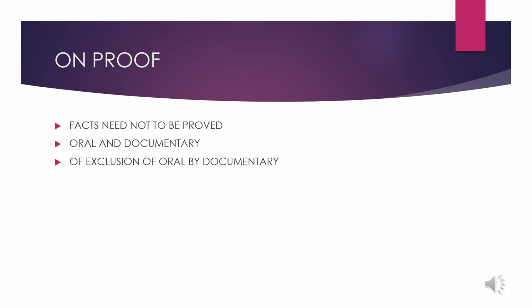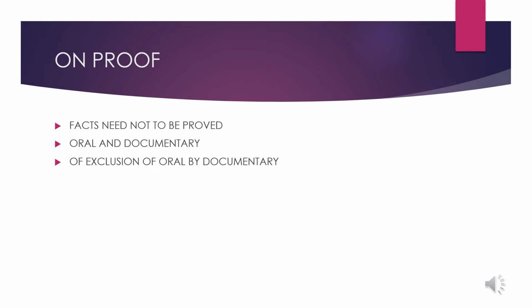Part on proof. It has basically three concepts: facts need not be proved, oral and documentary, and exclusion of oral by documentary. First thing is facts need not be proved. In certain cases, you don't have to prove the fact. The court will take judicial notice, or if there is already a law about it, in those cases you don't have to prove the fact.